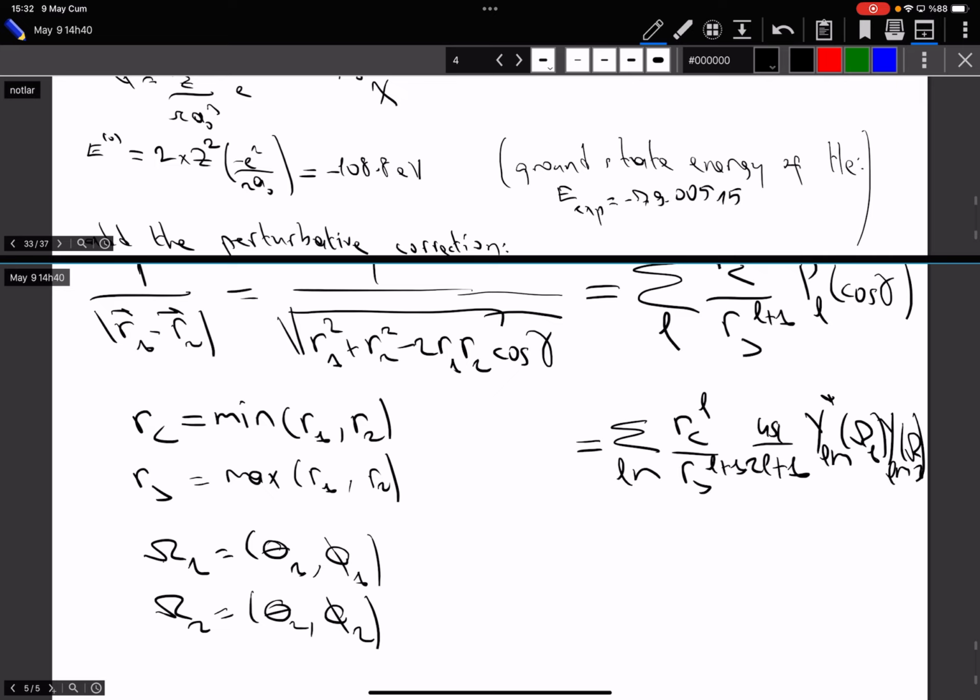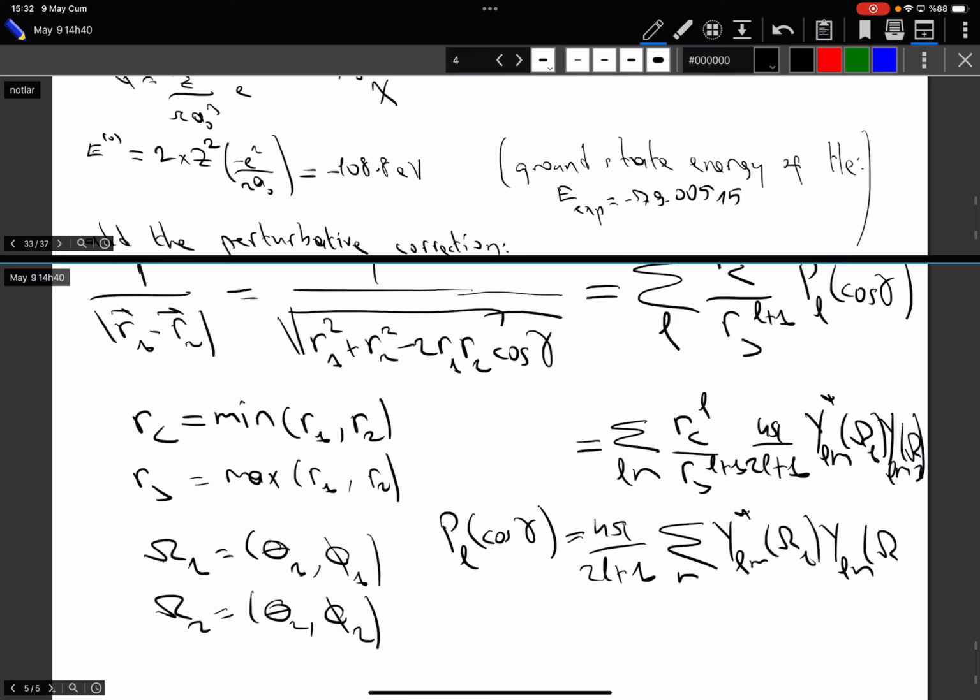Gamma is something dependent on... well, you see, this is the expansion we have: cosine gamma is equal to 4 pi over 2L plus 1 summed over m, Y_Lm star of omega 1. But now these are the integration variables. Gamma depends on the integration variables theta 1, theta 2, phi 1, and phi 2. So if you just expand it, you see, gamma is a function of theta 2 and phi 2.